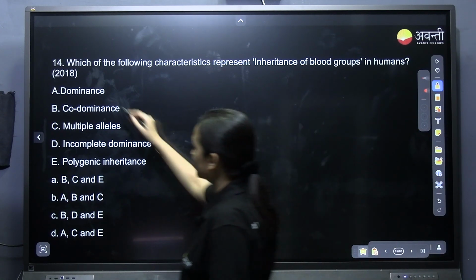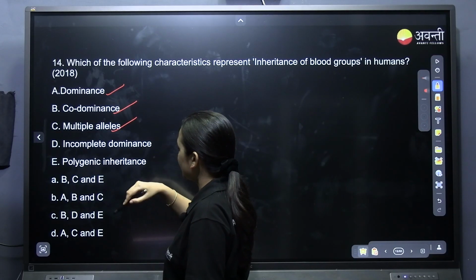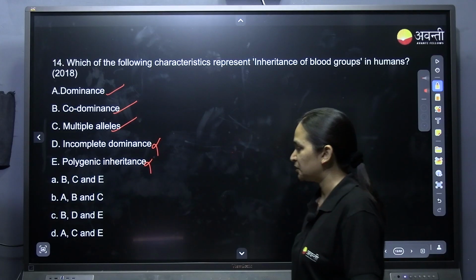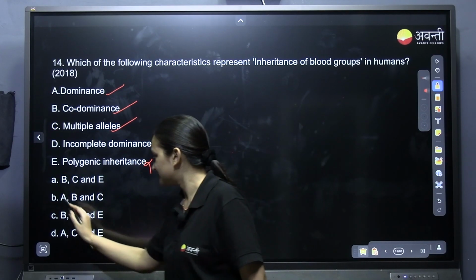Dominance is there of course. Codominance, multiple alleles, yes. Incomplete dominance, no. Polygenic inheritance, no. Which means A, B and C. B is the correct answer.